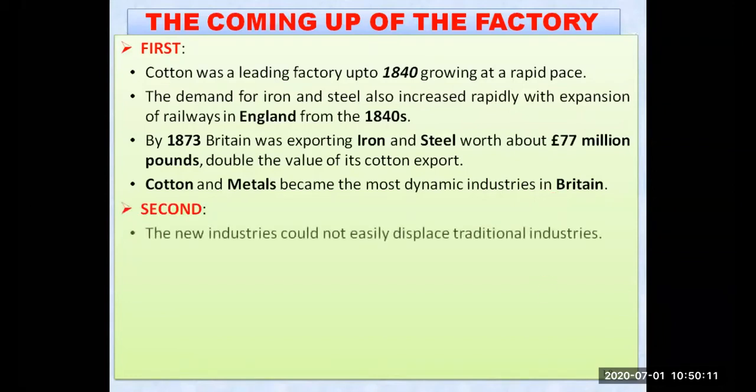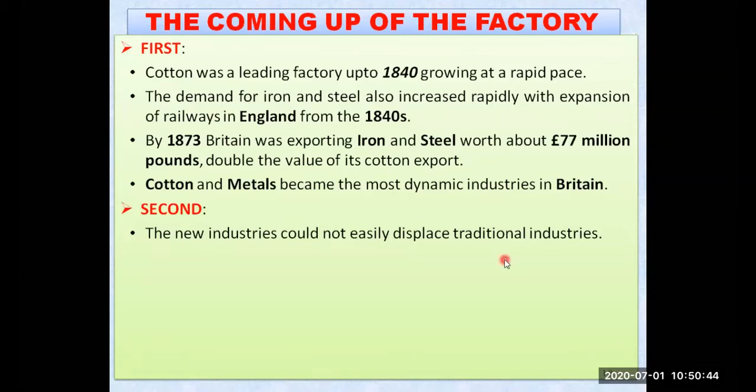Secondly, how can we check? The new industries could not easily displace traditional industries. Now there is a question over here: how were these new industries not displacing the traditional industries fully, or 100%? They were not able to displace 100% of those manual or traditional industries which were not using machines.